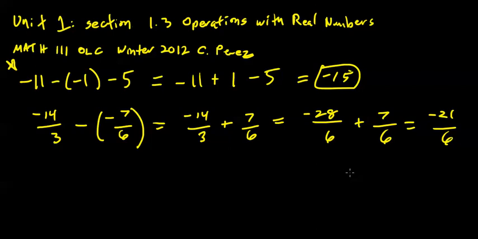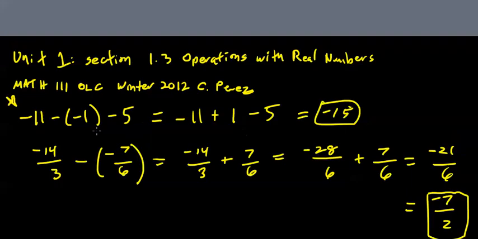Of course, 3 is a common factor. I divide 3 both into numerator and denominator. 3 goes into negative 21 negative 7 times, and 3 goes into 6 twice. So your proper, completely simplified answer for that problem is minus 7 halves.